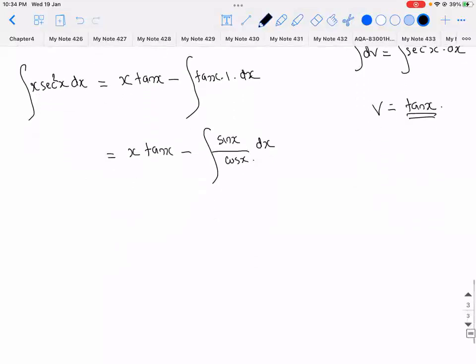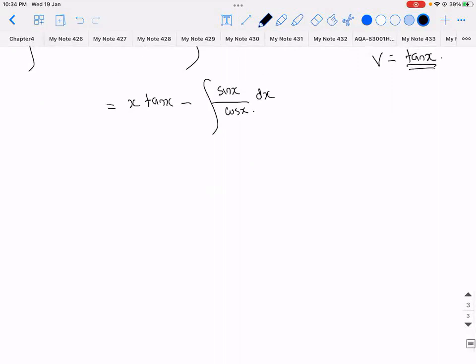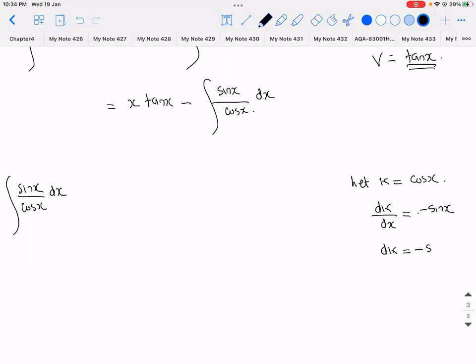So now in the second part, we can apply integration by substitution. So I would like to do this part separately, integral of sin x by cos x dx. So I would like to make a substitution. Let k be cos x. So what happens? What is the derivative of this? dk by dx is what? The derivative of cos x is minus sin x, right? Therefore, what is dk? dk is minus sin x dx. And if it is minus dk, what is that? It is sin x dx.